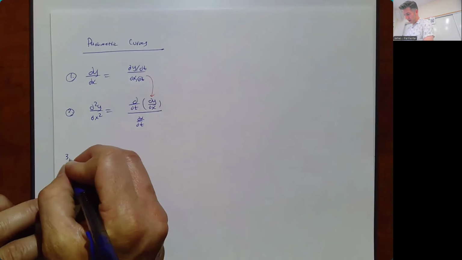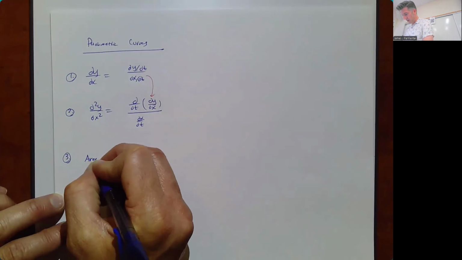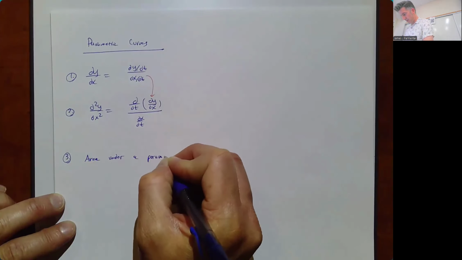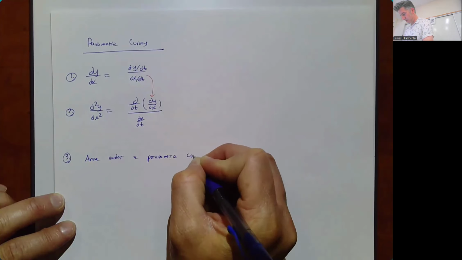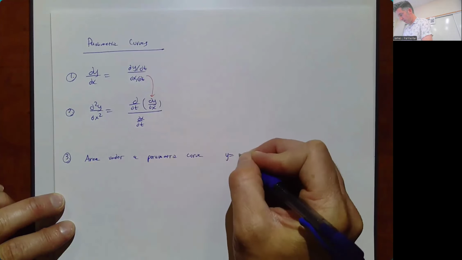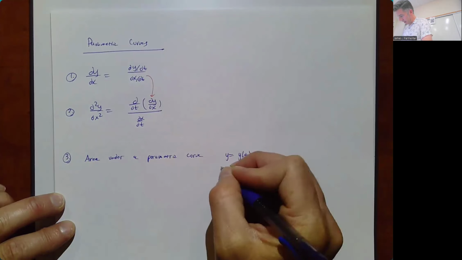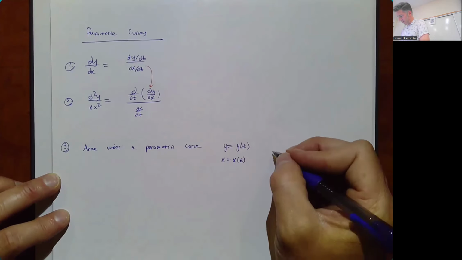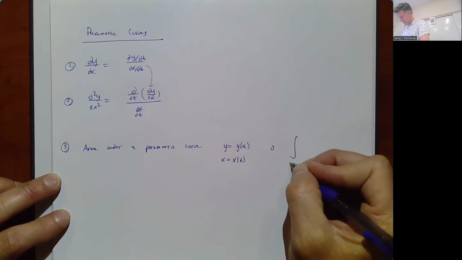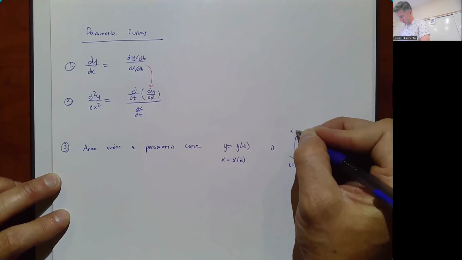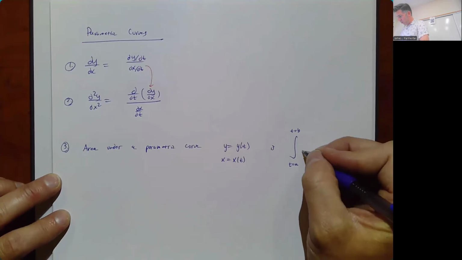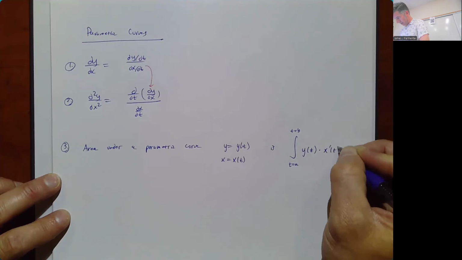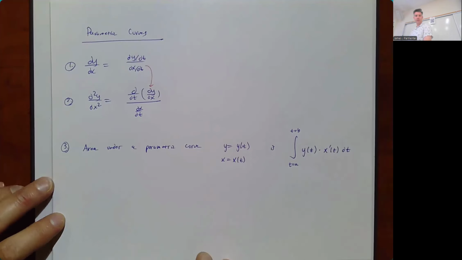Thirdly, we just talked about the area under a parametric curve, where we have y equal to some function of t and x equal to some function of t. It is going to be given by the integral from whatever your appropriate limits of integration are of y of t times the derivative of x of t dt.